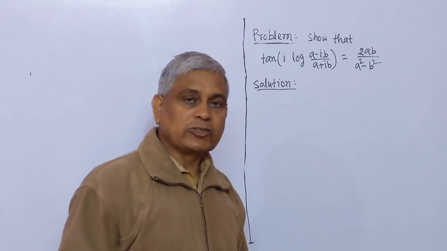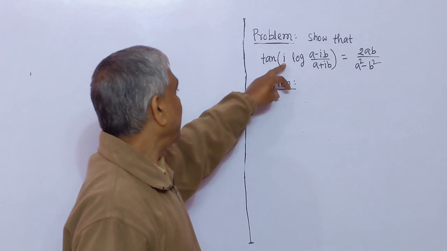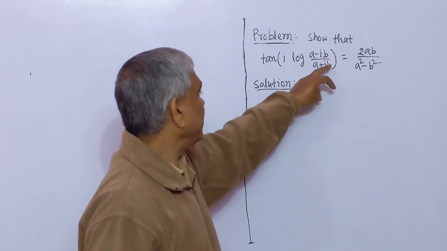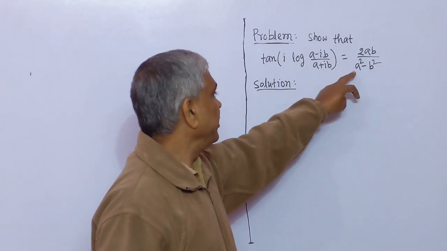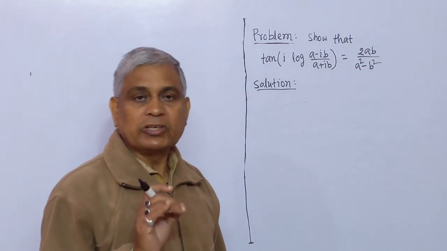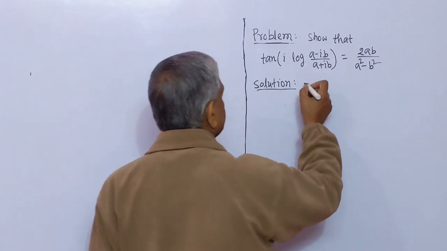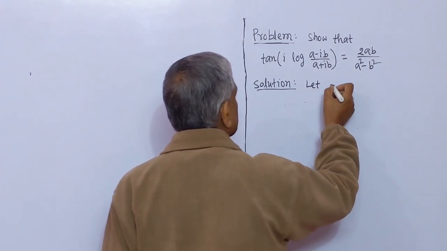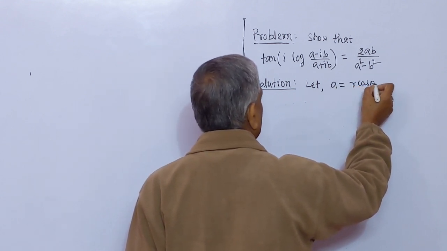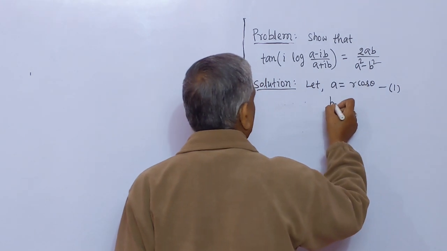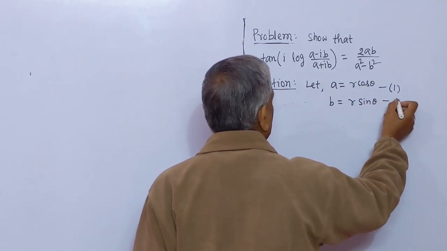Now we solve the next problem. The next problem is to show that tan(i log((a − ib)/(a + ib))) equals 2ab/(a² − b²). Now we solve this. Let a equal to r cos θ, this is number 1, b equal to r sin θ, this is number 2.